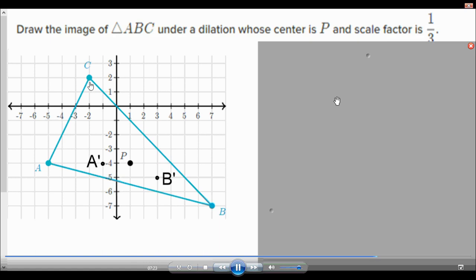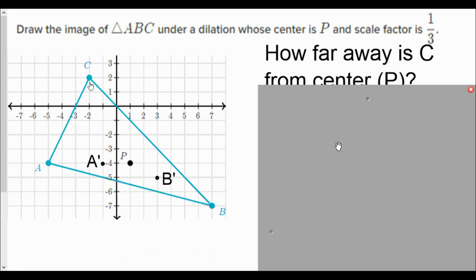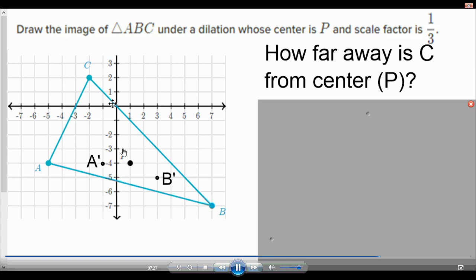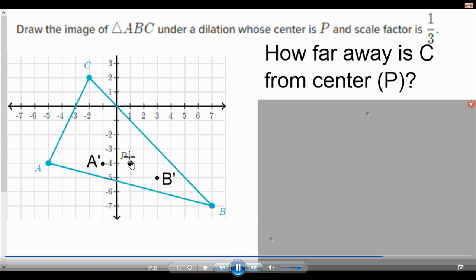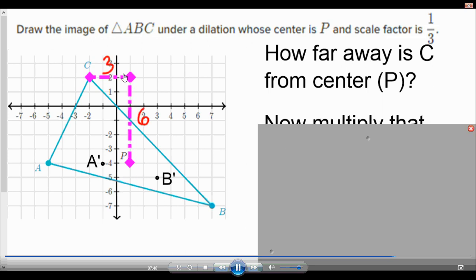The only point that we haven't done yet is C. So how far away is C from this point of P? Again, I can't use diagonal lines, so I'm going to go up and then to the left. So it's kind of like the rise over run again. How many units did I go up by? Looks like I went up by 6, and I went to the right 3. So here we go. Let's make a note here. I went up by 6. I put an arrow there so I won't forget.